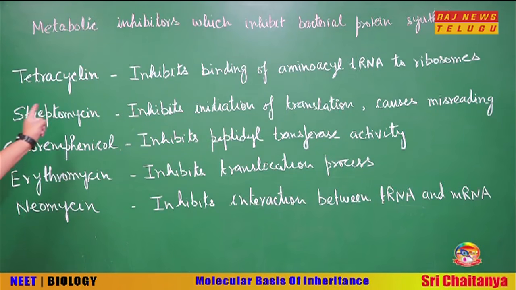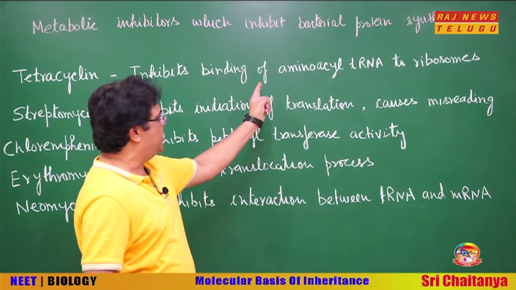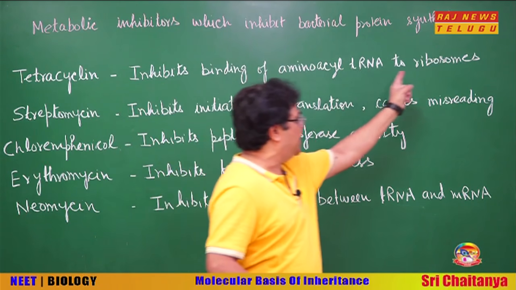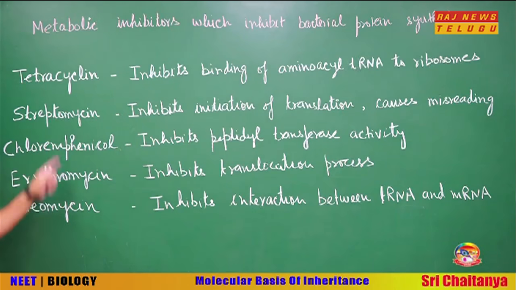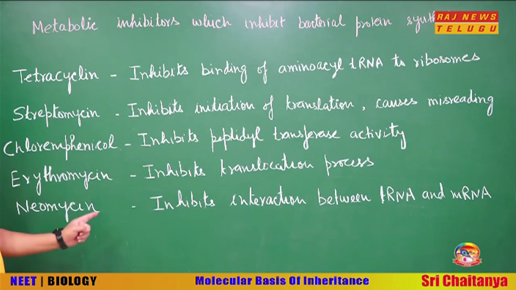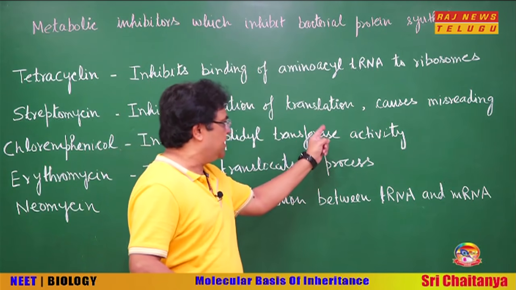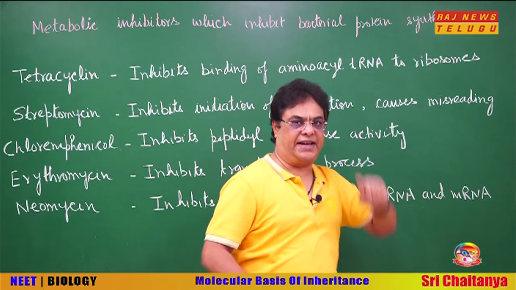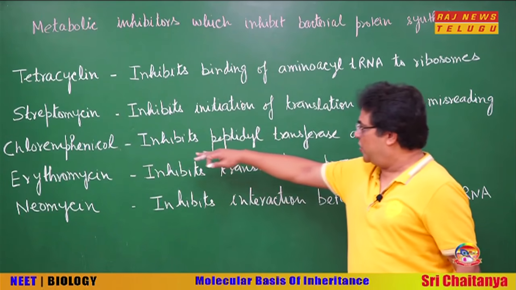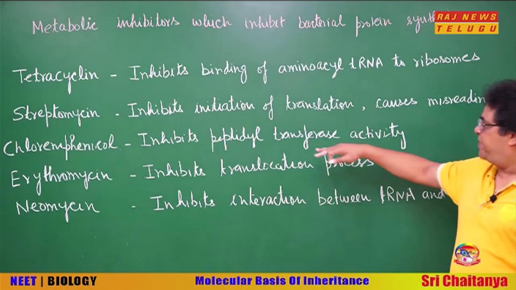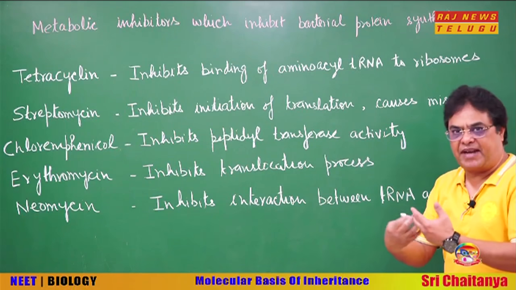As we can see, tetracycline. Tetracycline inhibits binding of aminoacyl tRNA to the ribosome. Next one is streptomycin. Streptomycin inhibits initiation of translation by causing misreading. Third, chloramphenicol. Chloramphenicol inhibits peptidyl transferase activity, so it inhibits the peptide bond formation.